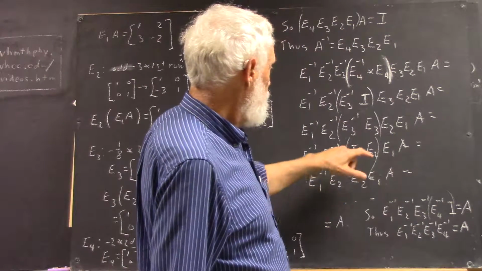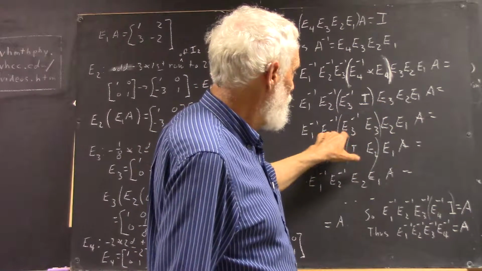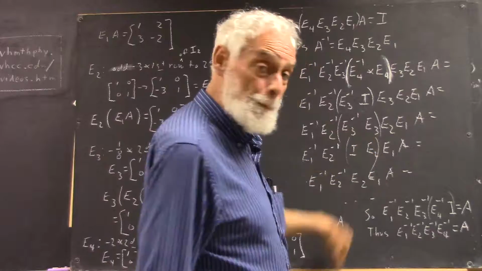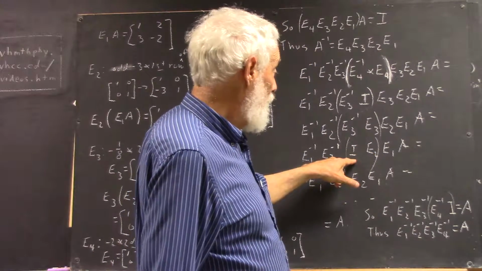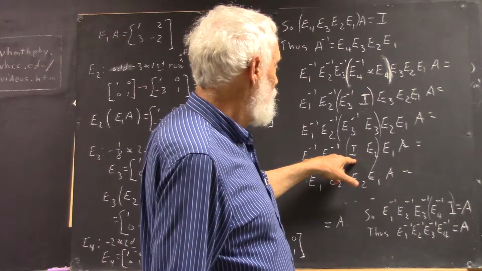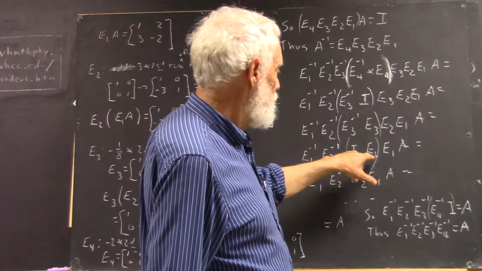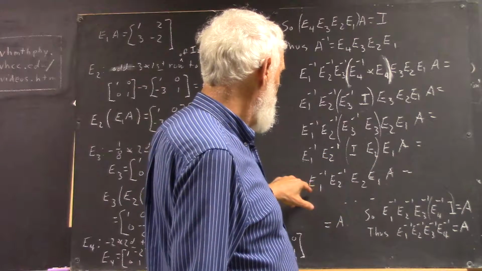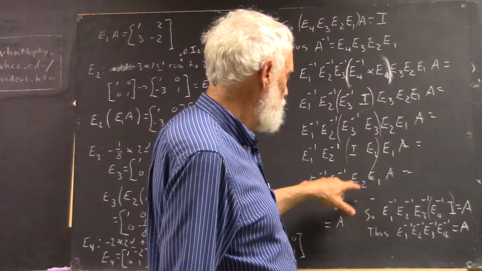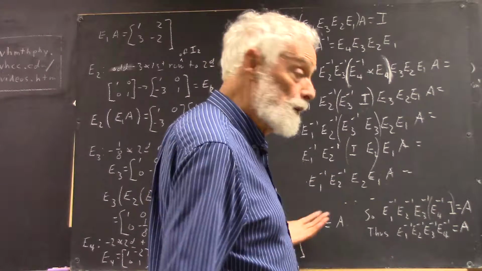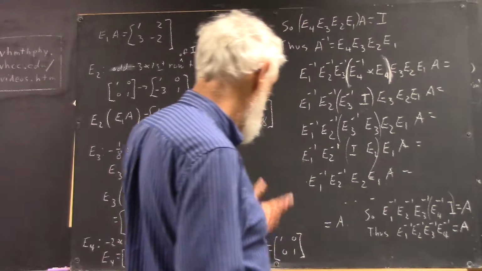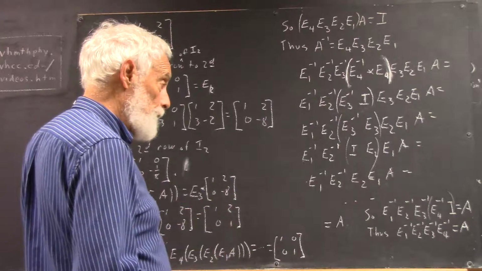And now what can we do? Well, now E3 inverse is next to E3, so we can group that, which gives us I. And now I times E2 is just E2, so we have E1 inverse times E2 inverse times E2 times E1 times A. What can you group? Look at it. What can you group here to simplify it?